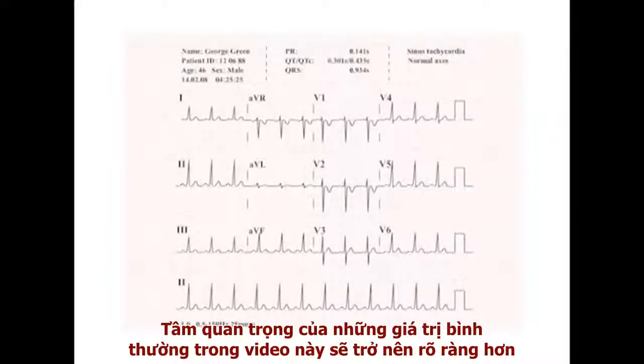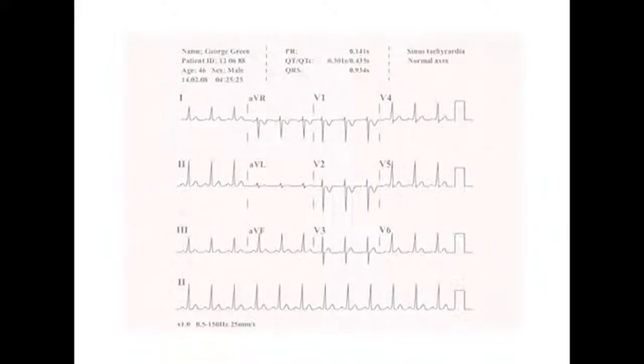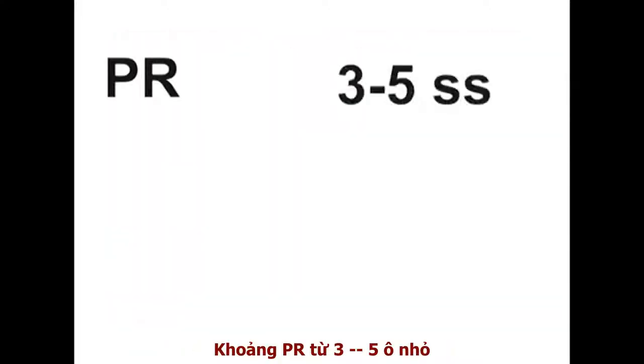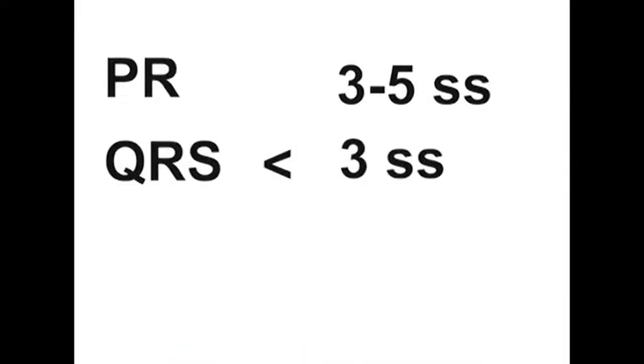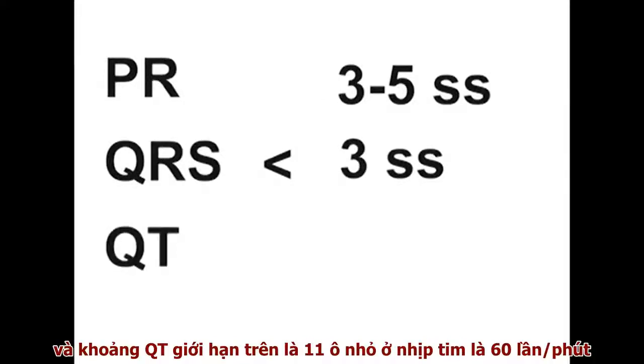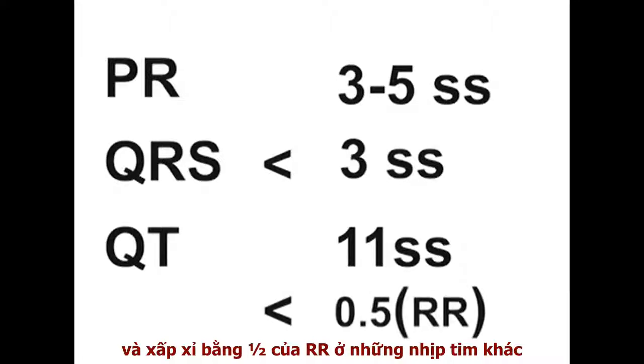The importance of the normal values outlined in this video will become increasingly obvious as we discuss the ECG in disease states. Memorize them. The PR interval, 3 to 5 small squares. The QRS complex duration, less than 3 small squares. And the QT interval, an upper limit of just over 11 small squares at a heart rate of 60 beats per minute, and approximately less than half the RR interval at other heart rates.